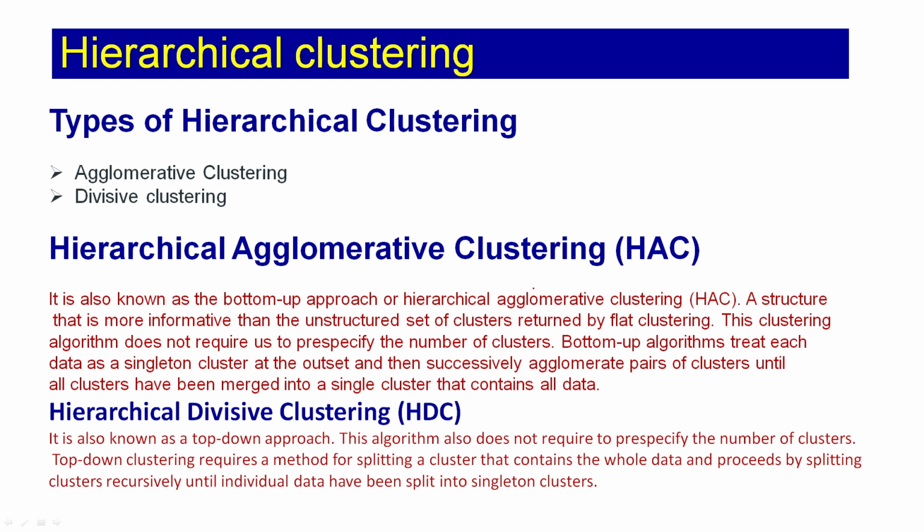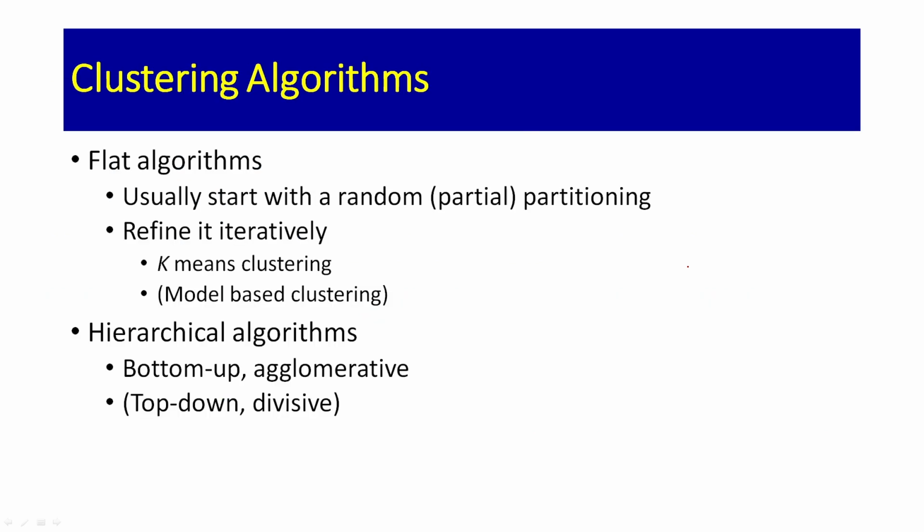One is called agglomerative clustering, other is called divisive clustering. What is agglomerative clustering? It is also known as bottom up clustering. So, there is bottom up and top down. So, HAC is basically a bottom up clustering approach, a structure that is more informative than unstructured set of clusters returned by flat clustering. Remember what is flat clustering, right? You do not remember? So, let us go back to flat clustering again, sometime we forget. Basically, flat clustering is nothing but k-means clustering type. It starts with random partitioning and then does it repeatedly.